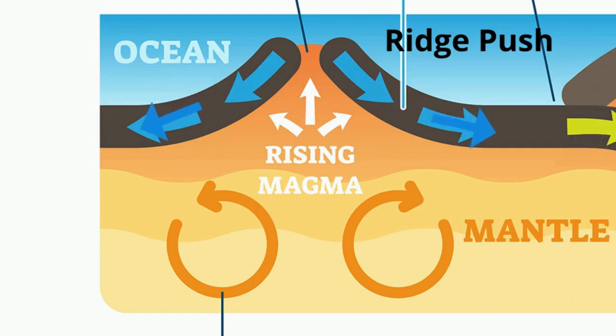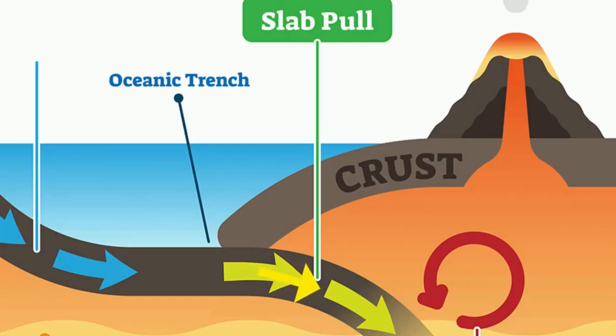At subduction zones, the denser tectonic plate will sink and subduct beneath the less dense tectonic plate. The leading edge of the subducting plate sinks into the mantle and pulls the rest of the plate with it. This process is called slab pull. This process relies on gravity to pull down the tectonic plate and cause movement.